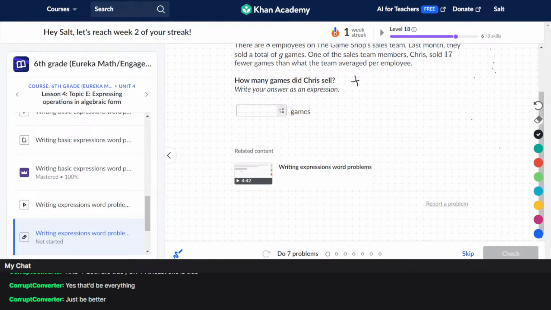So would I fail this question again on a test in the future? I don't know. Hopefully not. No! I would not. Corrupt Converter says yes. Okay.